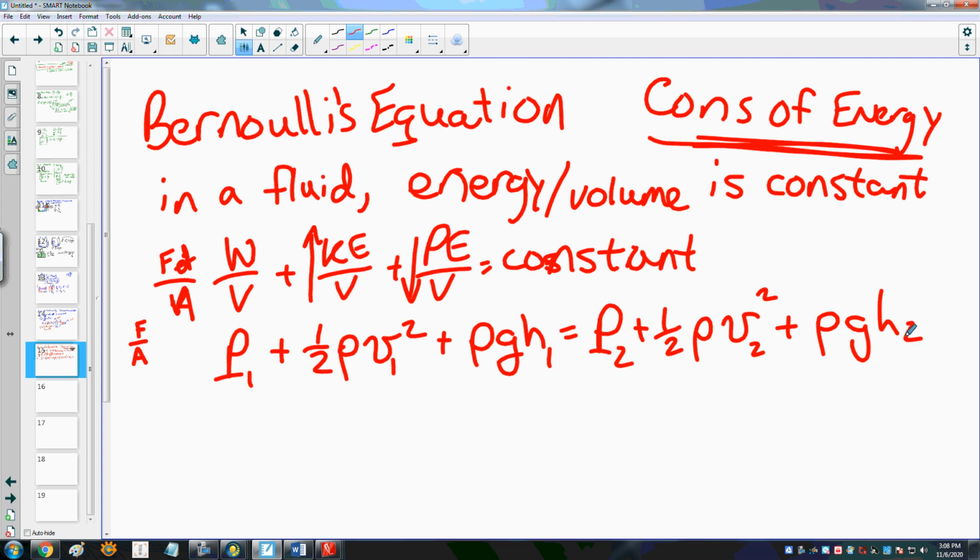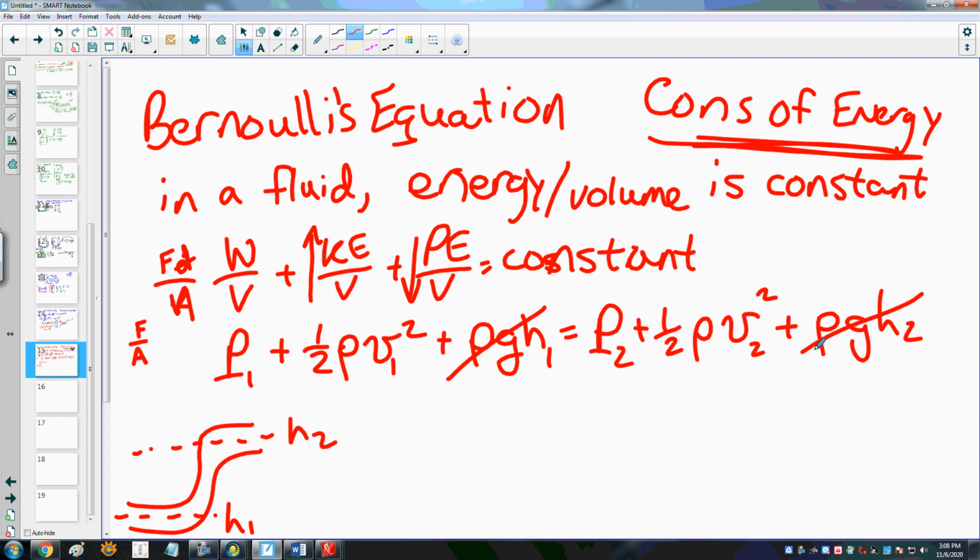Often it is the case that h1 is equal to h2. That doesn't always have to be the case. If you have a pipe where you're changing the height, and my height goes from h1 to h2, then that's going to change the pressure and/or the speed of the material in that pipe. You could see something like that, and some of the old tests have questions like that. But more commonly, these two would be equal.